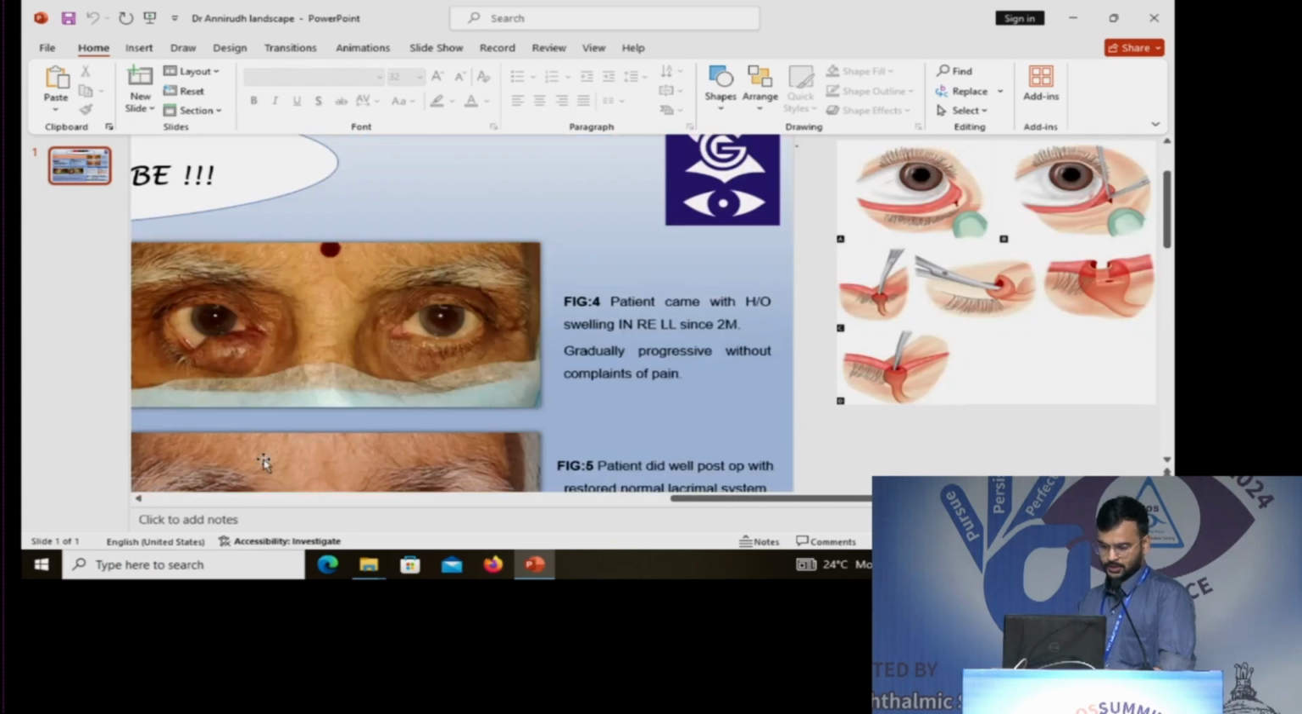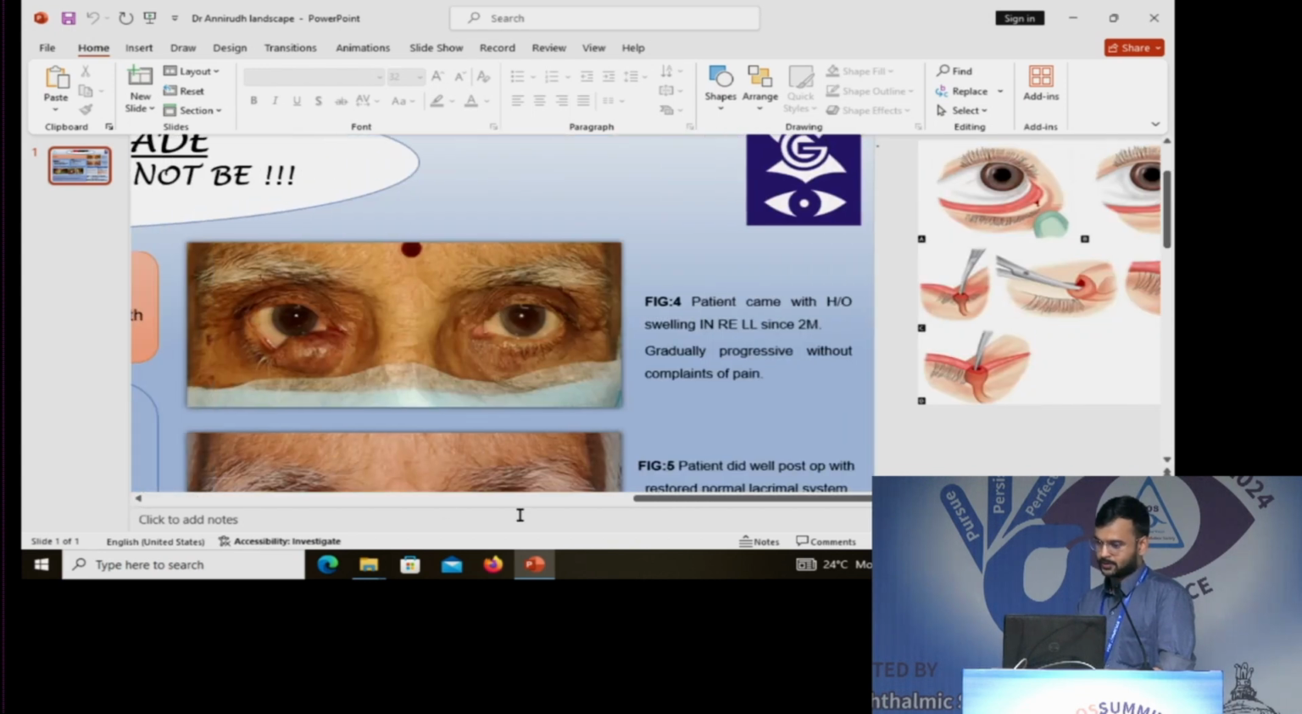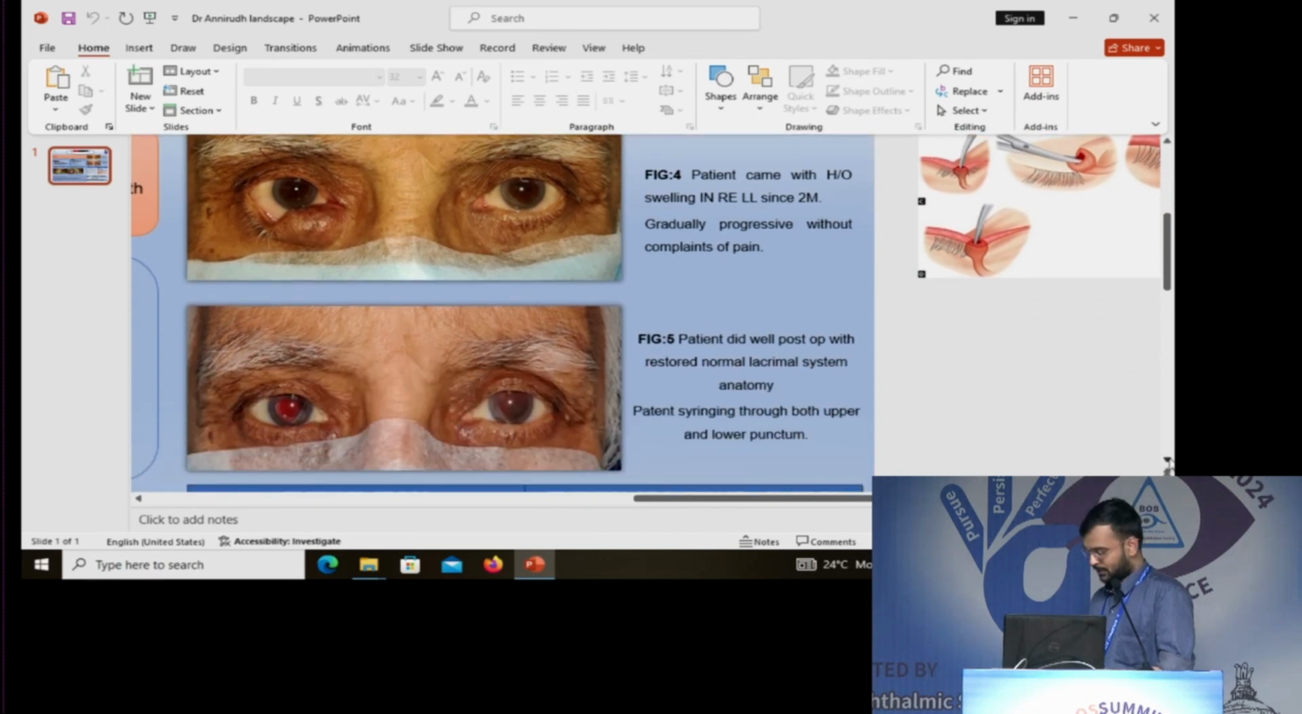These are the pre and post-op comparison images of the same patient. As you can see, pre-operatively, right eye, lower lid, medial one-third, medial to the punctum, she had swelling which was painless and cystic and progressive. Post-op, the anatomy was restored, there was no pain, and syringing was patent through both the puncta.